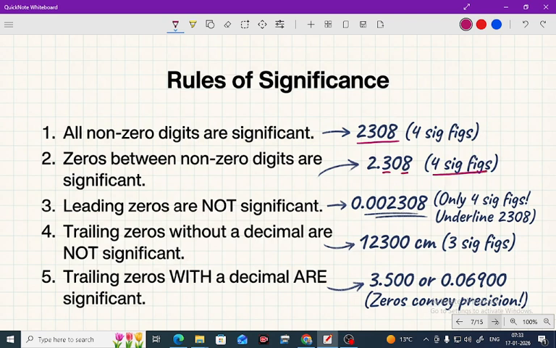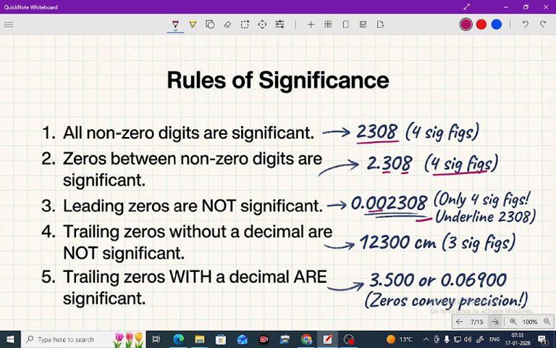Leading zeros are not significant. That means after the point, the leading zeros are not significant. It is 1, 2, 3, 4: four significant figures. Leading zeros, that means those underlined, are not counted. Only 2, 3, 0 and 8 count, so four significant figures.